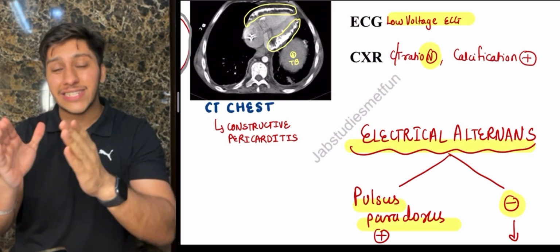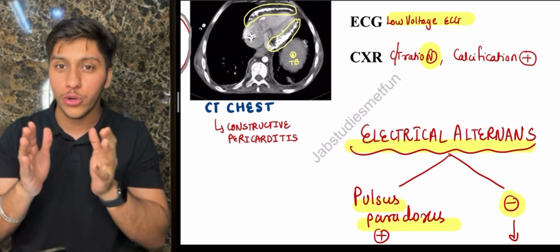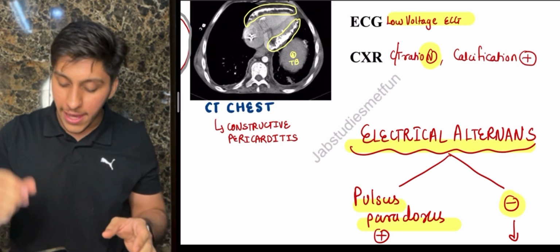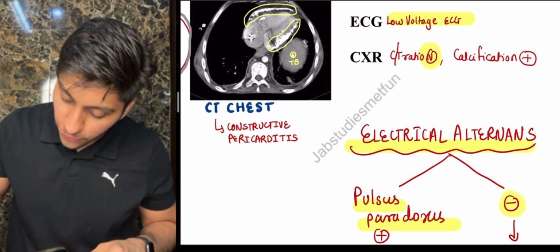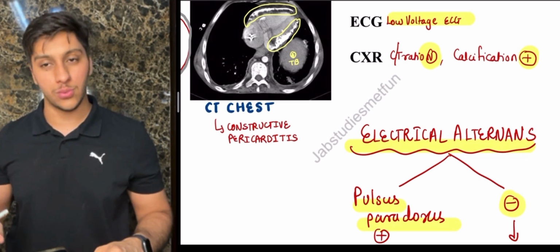Why? Because there is a constriction. Constrictive pericarditis, decode the word. That's why it can't spread much. Hence, the cardiothoracic ratio is going to be normal. And C for calcification. So C for constrictive pericarditis as well.